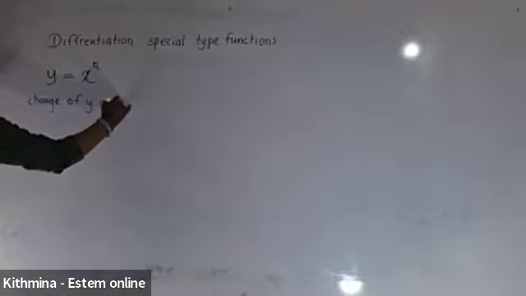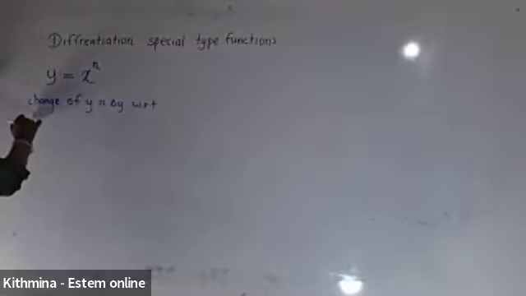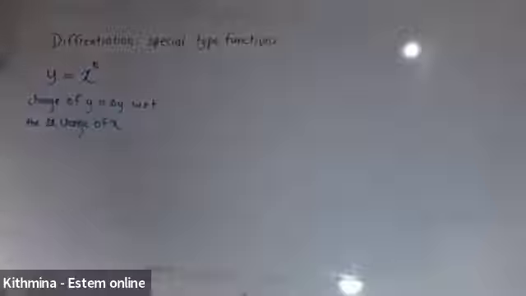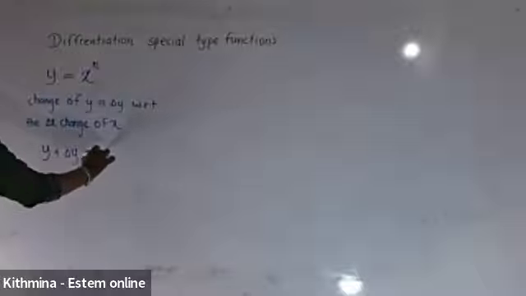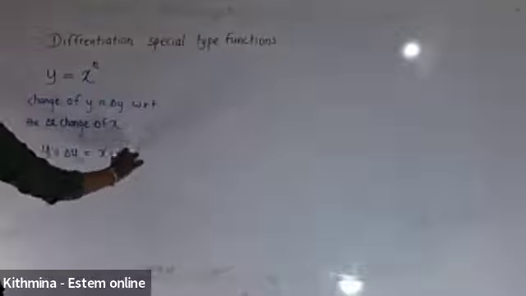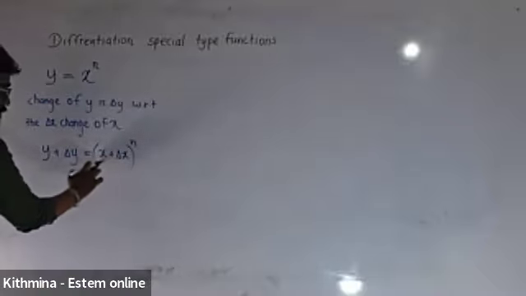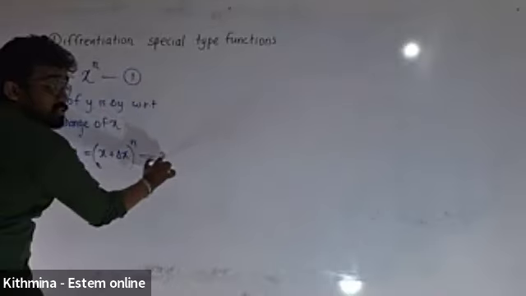Change of y is delta y with respect to the change of x, delta x. Then you are free to write this: y plus delta y equals x plus delta x, put the nth power to this entire thing. Get this as first, get this as second.